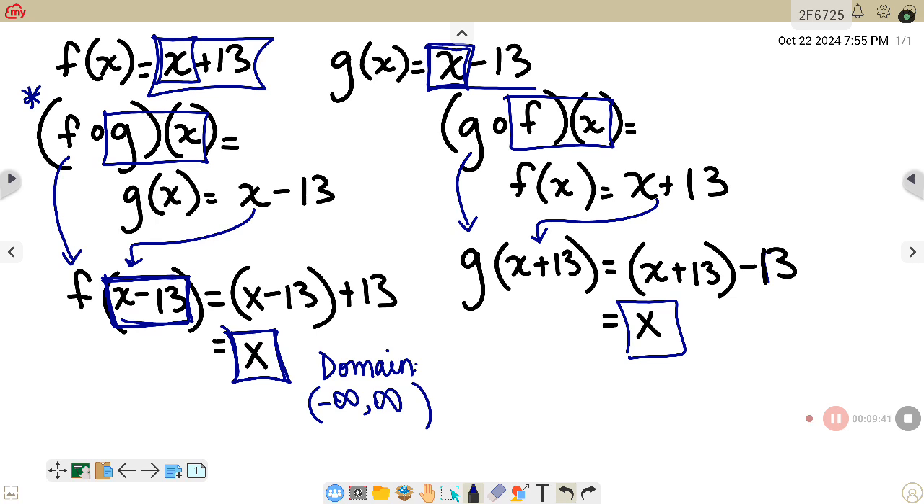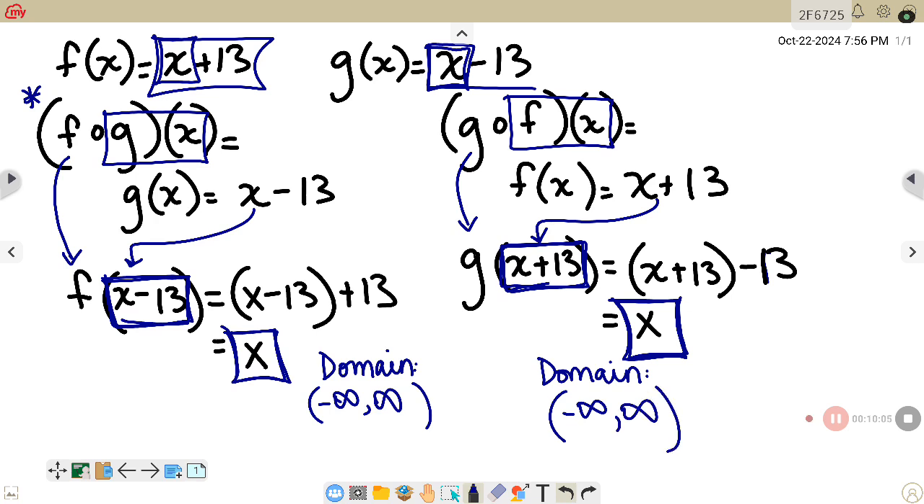Same thing on the domain of g of x. Again, the two places that you look are the final answer, which was just x, and what you plugged in to get the final answer, which was x plus 13. So once again, no restrictions, so your domain would be negative infinity to positive infinity.